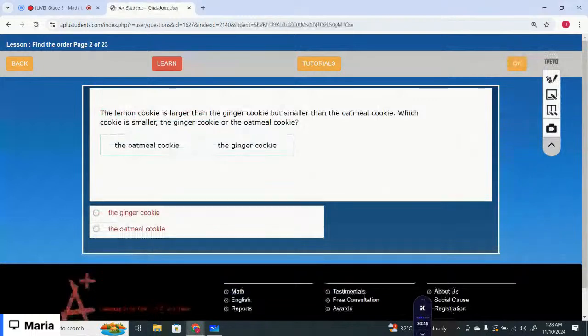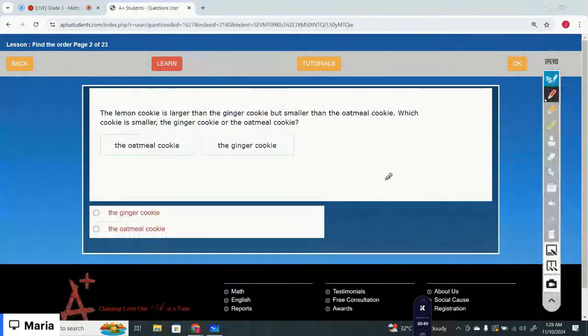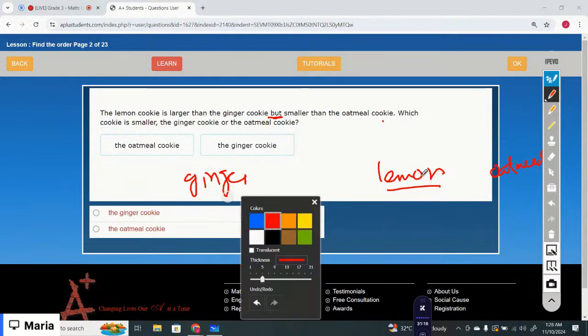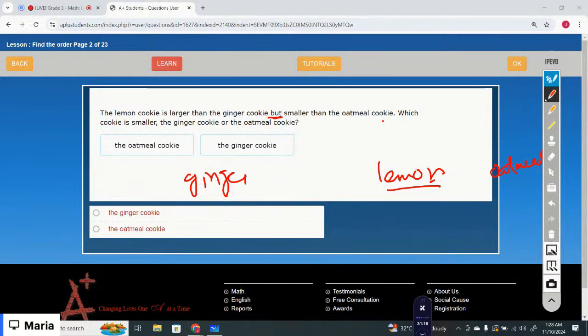The lemon cookie is larger than the ginger cookie. Okay, so lemon cookie is larger and ginger cookie is smaller, but smaller than the oatmeal cookie. Now, this is about which one? The lemon cookie is smaller than the oatmeal cookie. So, here is lemon cookie. So, oatmeal cookie is greater than lemon cookie. So, here is oatmeal cookie. So, here is the order. Ginger cookie is the smallest. Then you have lemon and then you have oatmeal. So, oatmeal cookie is the largest one. But the question is which cookie is smaller?